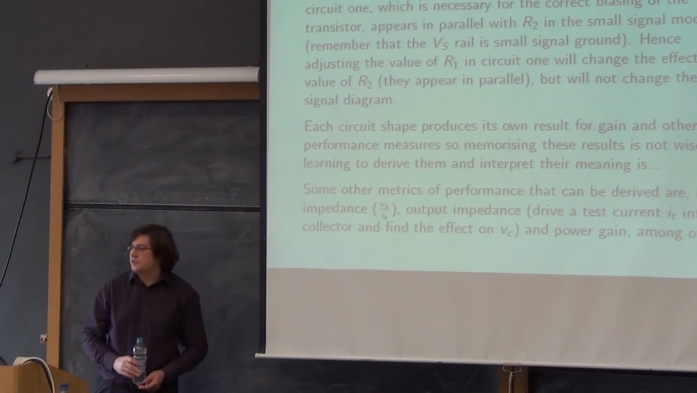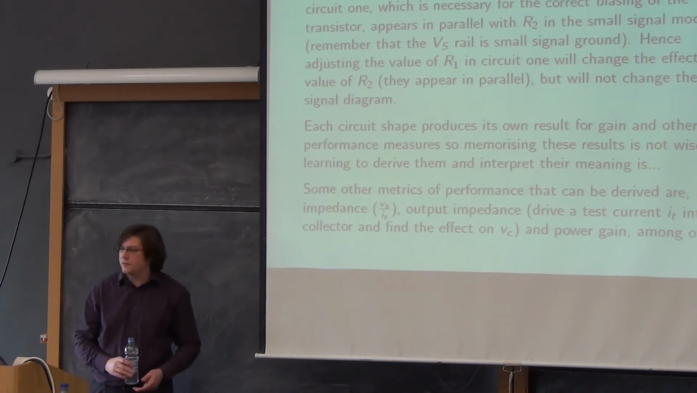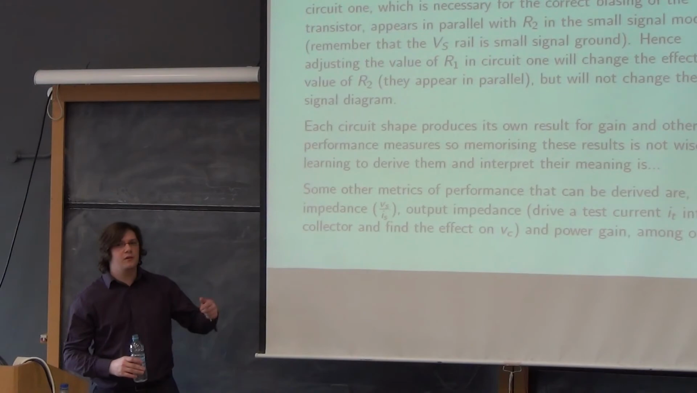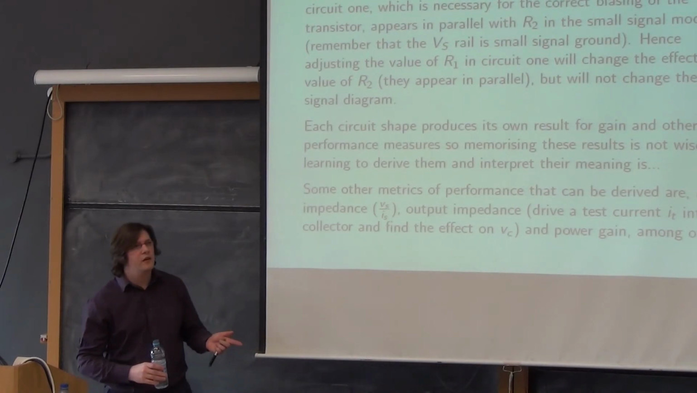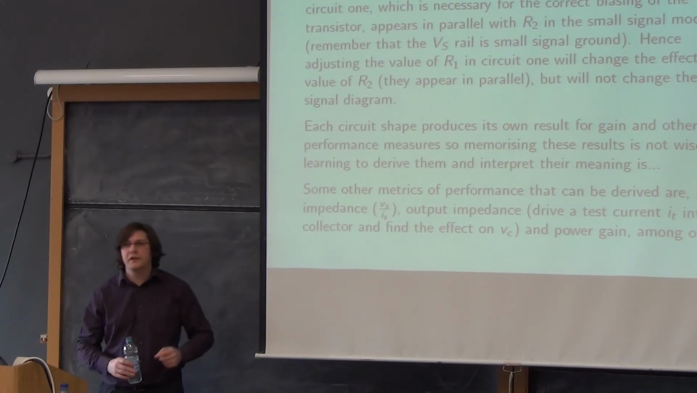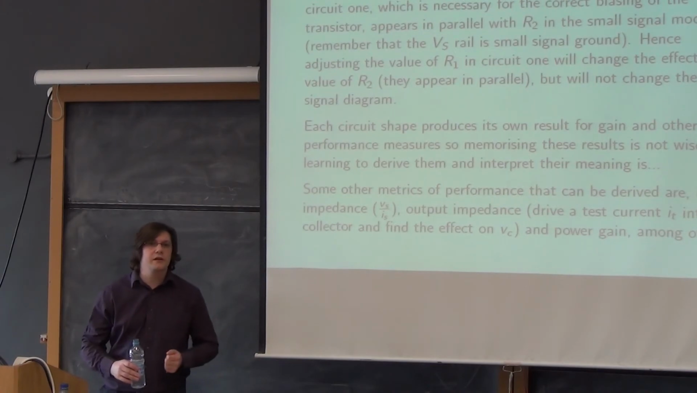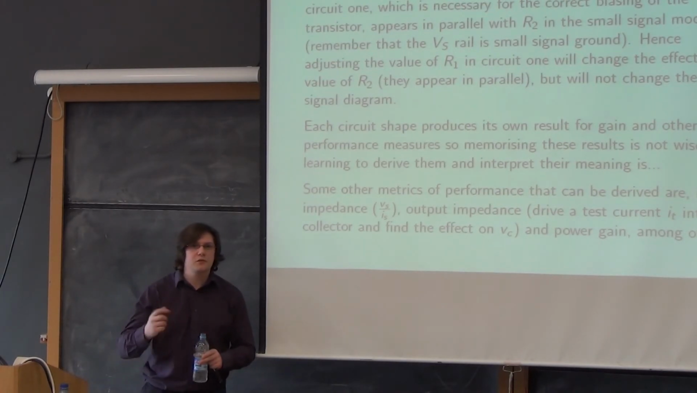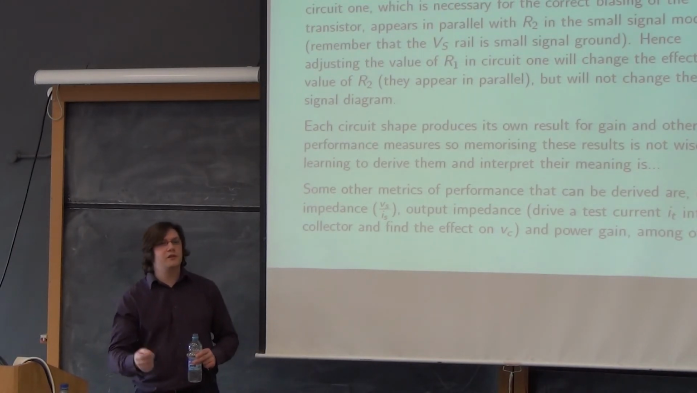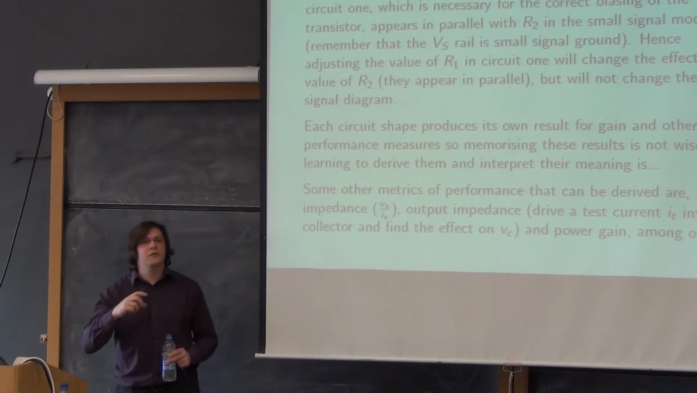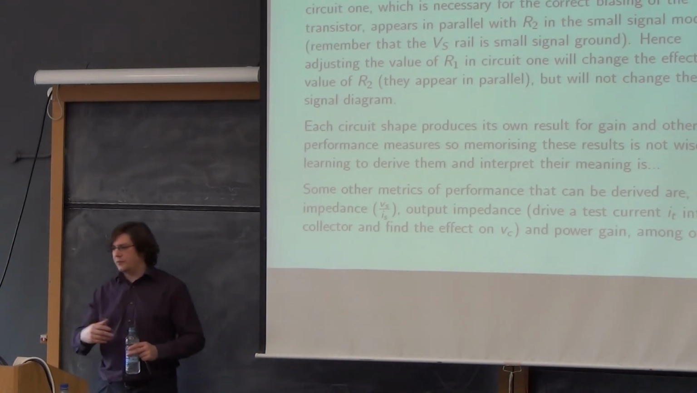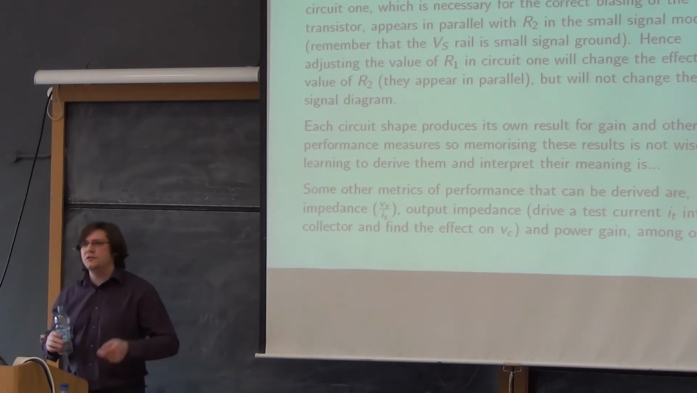Each circuit shape produces its own result for gain and other performance measures. So you could work out the input impedance, which would be RB in parallel with R2 in parallel with R1 for circuit number 1, and for circuit number 2 it would be slightly more complicated, but you could work it out. You can work out the impedance looking into the collector, which will be the impedance looking into the controlled current source in parallel with the impedance of the resistor RL, and you do that by driving a test current in there and working out the voltage that appears as a result. And you can work out the power gain and lots of other things. You can choose any parameter of interest.